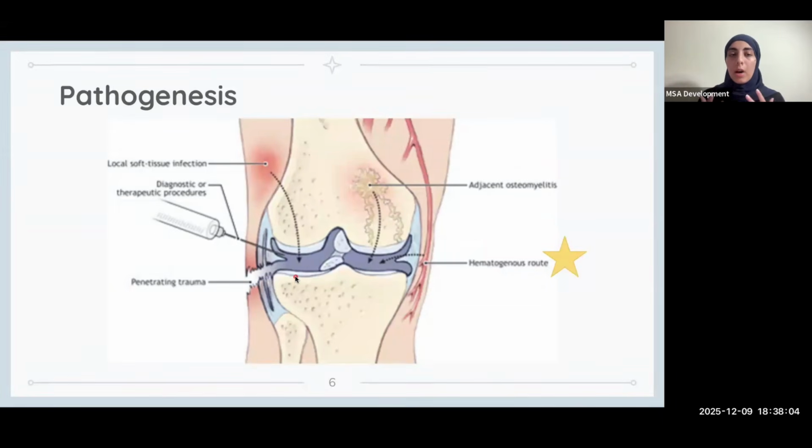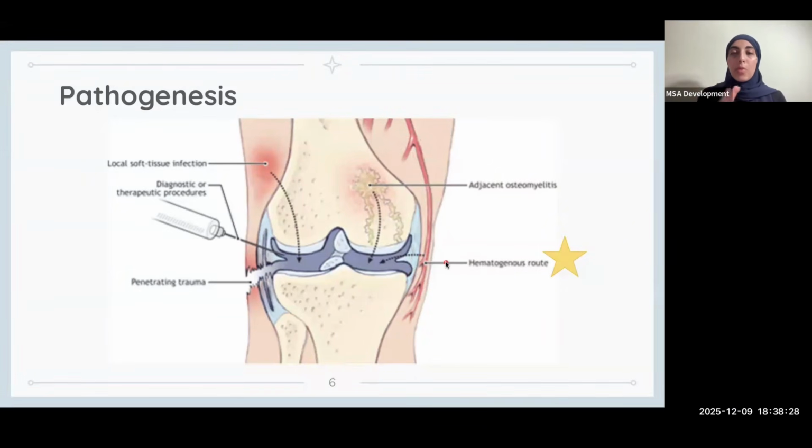Now, how does septic arthritis even happen? What is the pathogenesis? We have four main mechanisms. And the most important one, the most common one that you have to know is the hematogenous route. Now, the four mechanisms. First one is hematogenous route. Basically, this is a joint cavity, and you have the blood vessels that are going to go into the joint and feed the joint, okay?